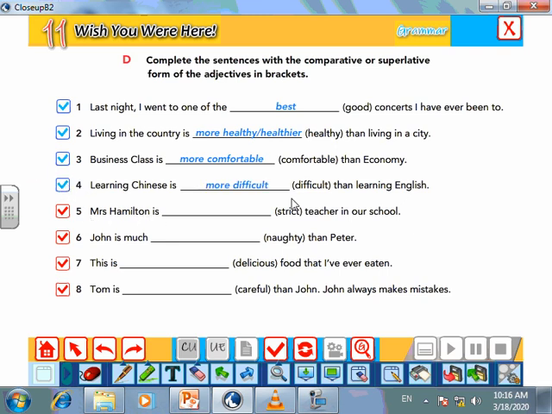Mrs. Hamilton is the strict teacher in our school. It's a short adjective, strict. So the strictest. Very good. The strictest. Okay. June is much than Peter. Naughty. Naughty ends in Y. Very good. So I cross the Y and put I-E-R. Very good. This is the delicious food that I have ever eaten. When you see this form, that means superlative. So the most delicious. Why? Because delicious is a long adjective. Tom is than John. So here I'm comparing between two, and this is a long adjective, so more comfortable than John. Excellent. You are all amazing.